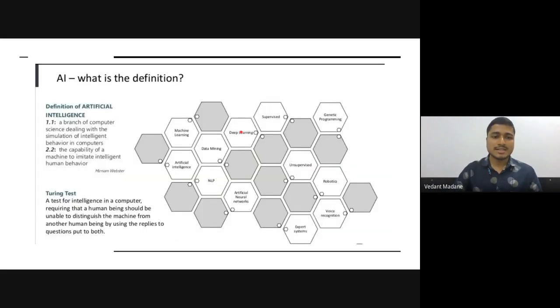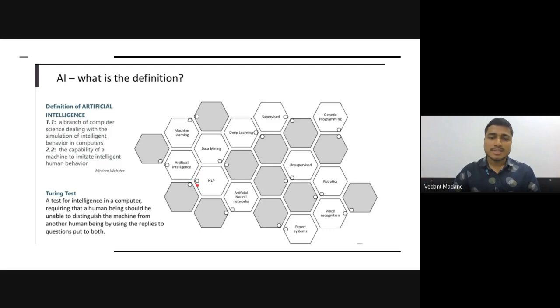These are the two dictionary definitions. AI is making the machine, generally a computer, imitate some intelligent human behavior. In data mining, it is about generating business insights from raw data, which would take a human many hours or may not be possible for him to do at all.